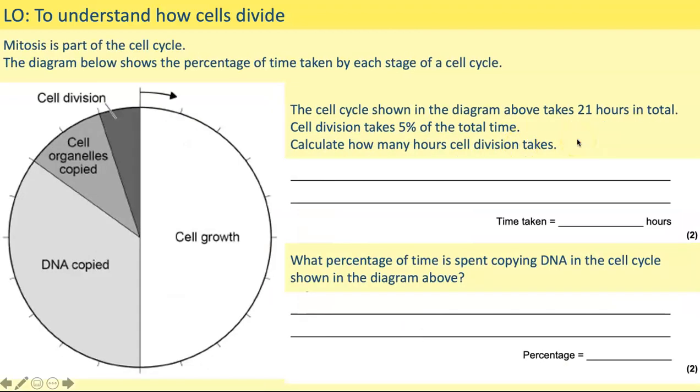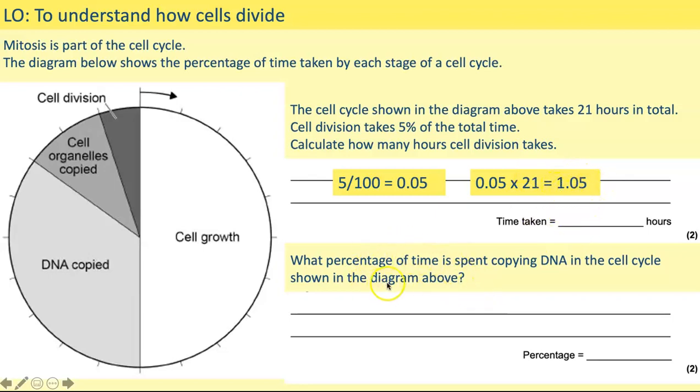So this question is asking us to calculate how many hours cell division takes. So it tells us that cell division takes 5% of the total time, and the total time is 21 hours. So we're going to convert our percentage back into a decimal. So we're going to do 5 divided by 100, which gives us 0.05. We're then going to times that by 21, which is the total time. That gives us 1.05 hours.